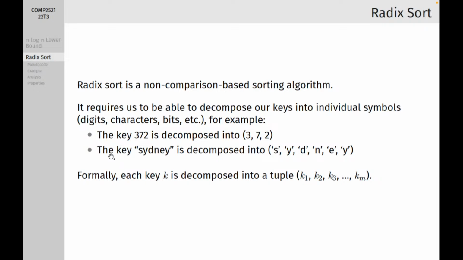Formally, each key K is decomposed into a tuple K1, K2, K3, and so on up to Km. So m is the width of our key, the number of symbols that make up our key. For 372, m would be 3, because there are 3 digits. For Sydney, m would be 6, because there are 6 letters.